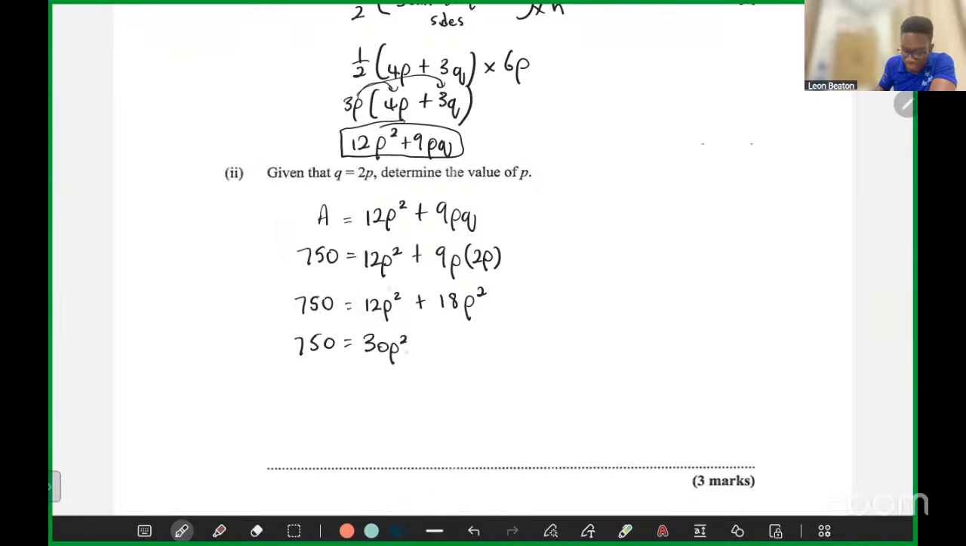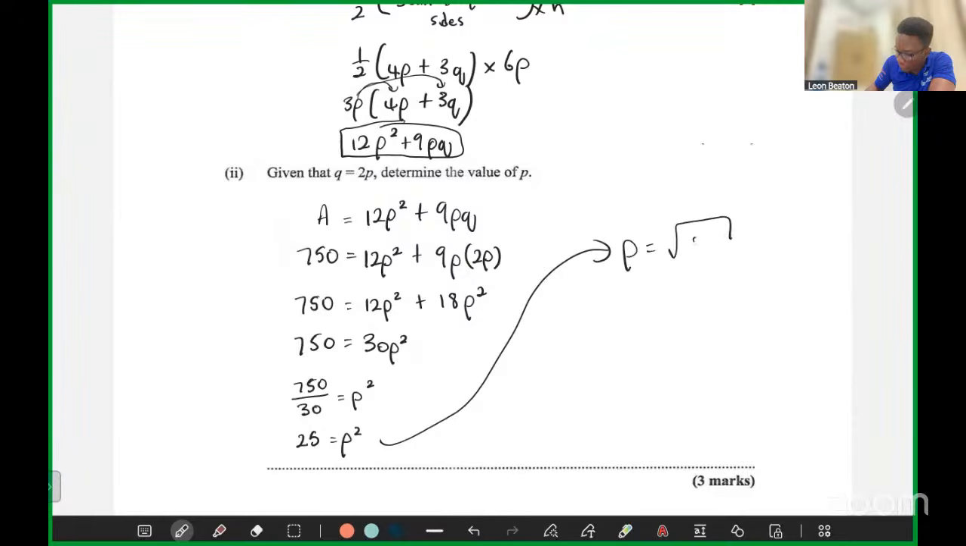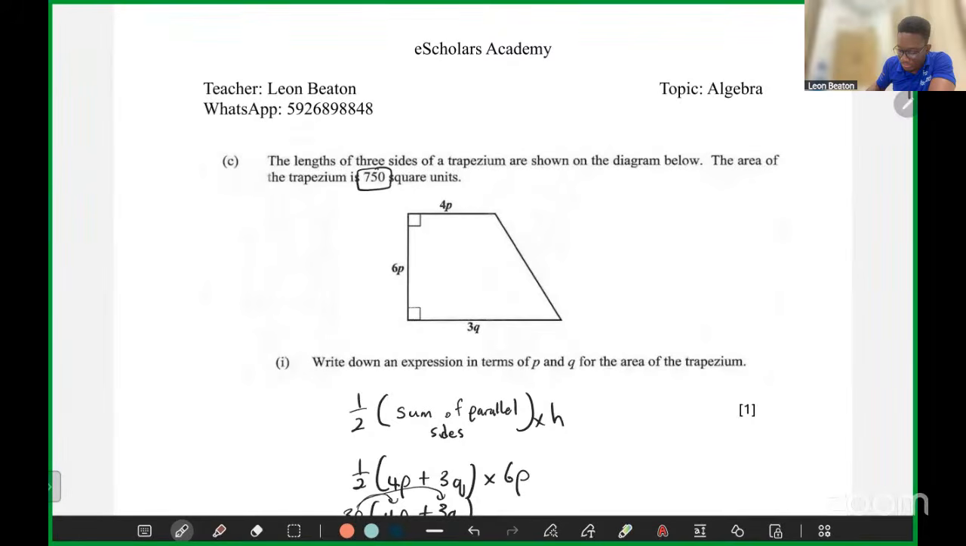And then we just got to solve for p now. This 30 is multiplying, and we take it over with the 750 to divide. So we'll have 750 divided by 30 is equal to p squared. That will give us 25 is equal to p squared. So the square now is here, and we take it over to become the square root of 25. So p is equal to the square root of 25, and when we square root 25, you'll have a value of 5.